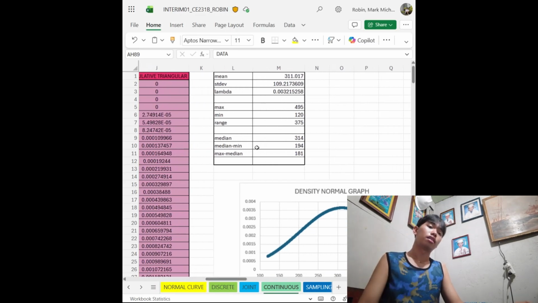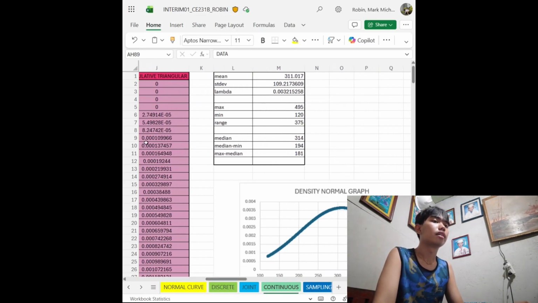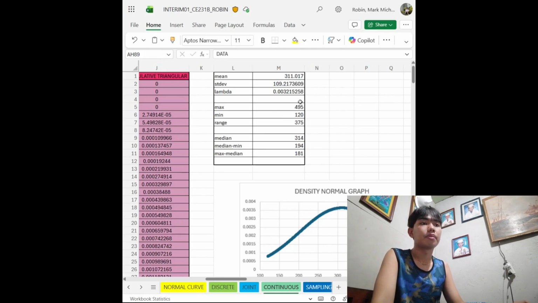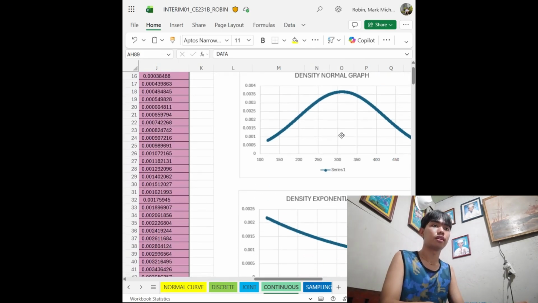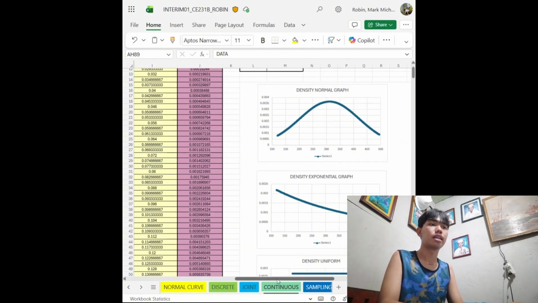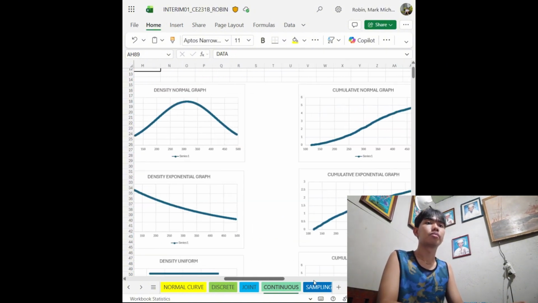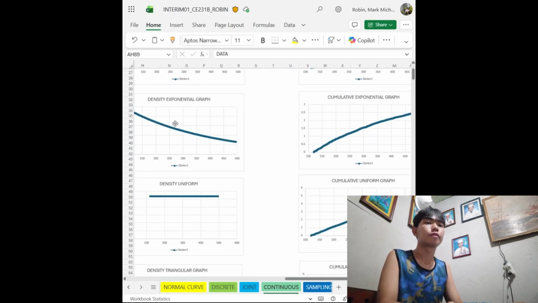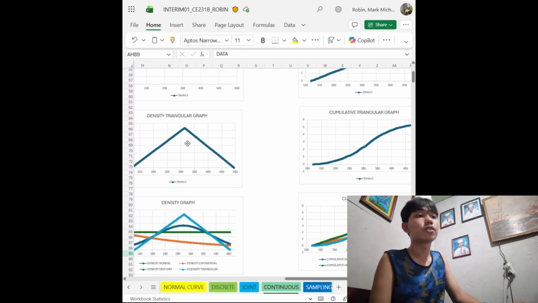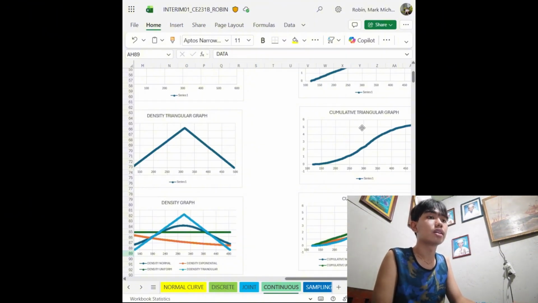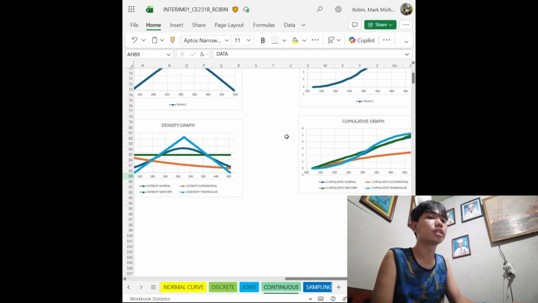And again, I do the descriptive statistics, and then this is the graph of density normal, of the density and cumulative. We have the comparison of this graph. In the normal, we have something like this, and then cumulative is something like that. Density exponential, cumulative exponential, density uniform, cumulative uniform, and then density triangular, cumulative triangular, and this is the distribution of density and cumulative graph.